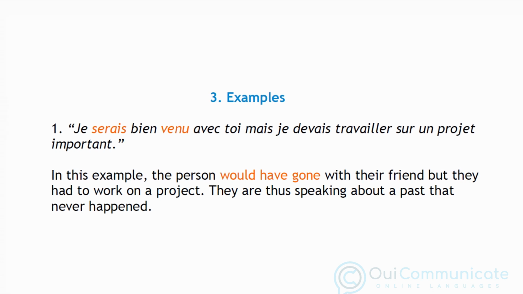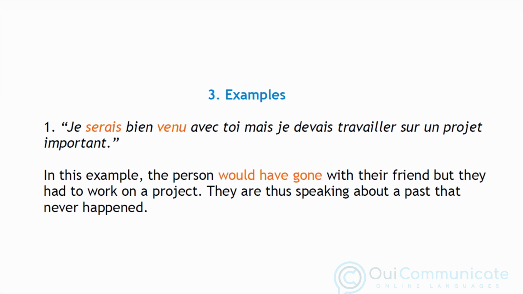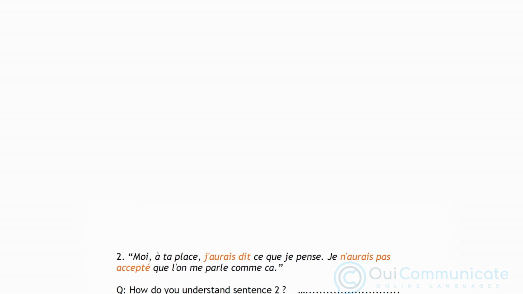Let's look at some examples of past conditionals. Number 1, je serais bien venu avec toi, mais je devais travailler sur un projet important. In this example, the person would have gone with their friend, but they had to work on a project. They're thus speaking about a past that never happened.